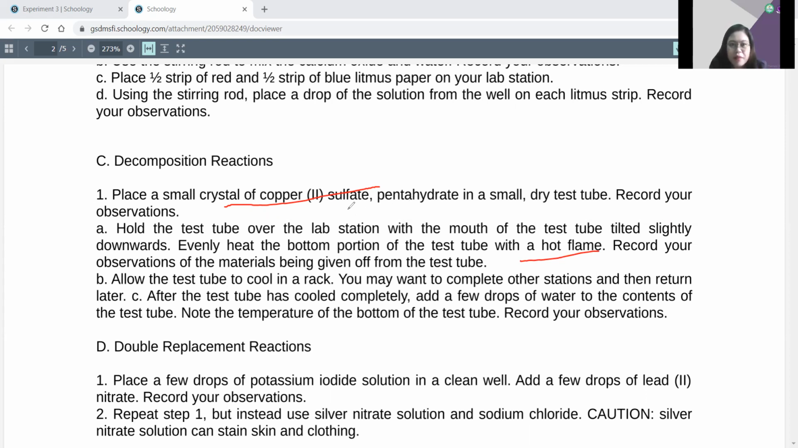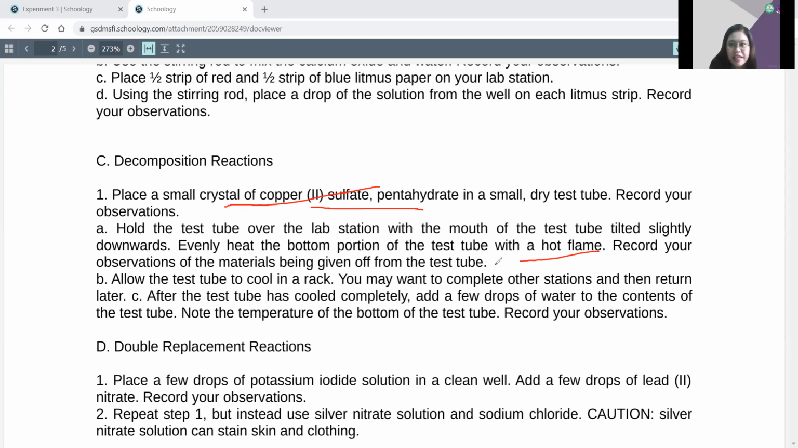Again, with a hot flame. This is your substance here, copper 2 sulfate pentahydrate. And then you heat it in a hot flame using a Bunsen burner. And then afterwards, you cool it. You have to observe what happened to the crystals inside the test tube after heating.